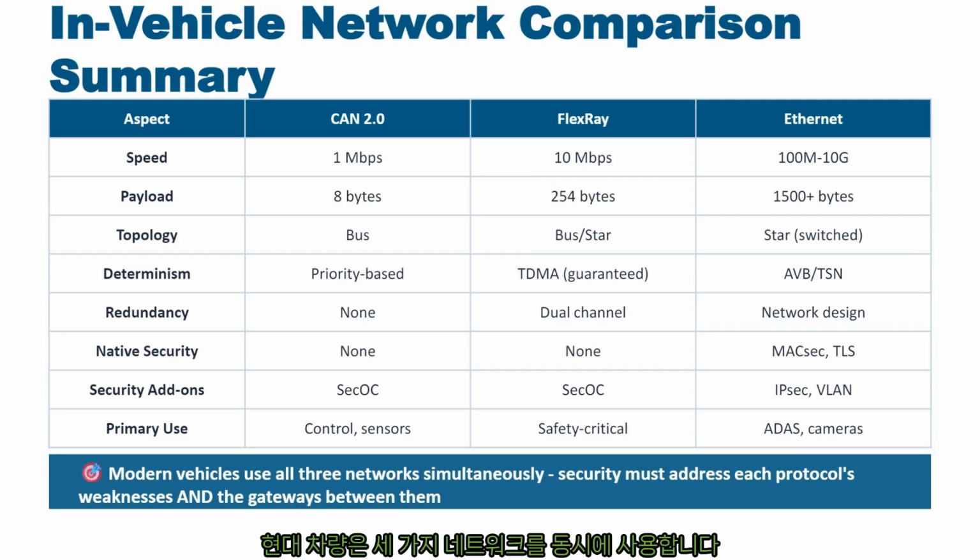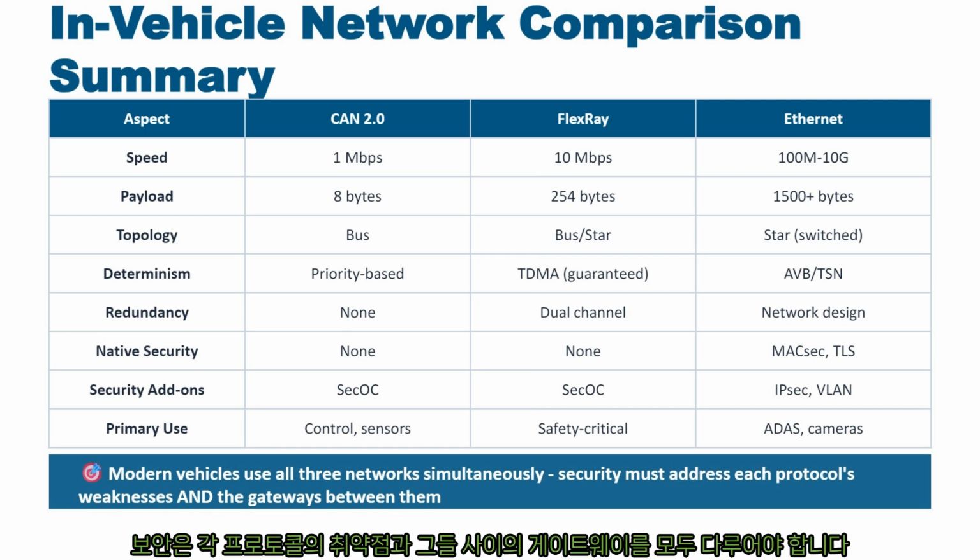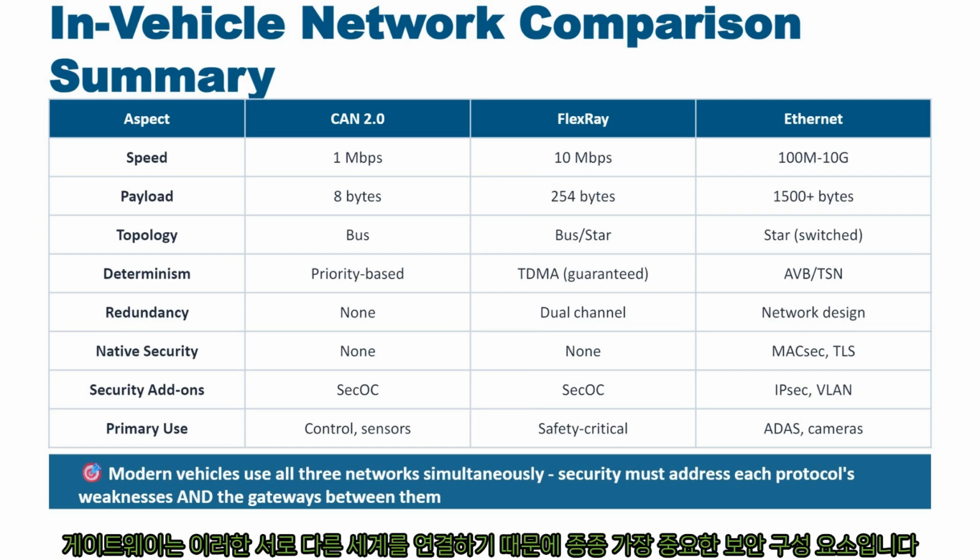And here's the critical point. At the bottom, modern vehicles use all three networks simultaneously. Security must address each protocol's weaknesses and the gateways between them. The gateway is often the most critical security component because it connects these different worlds.